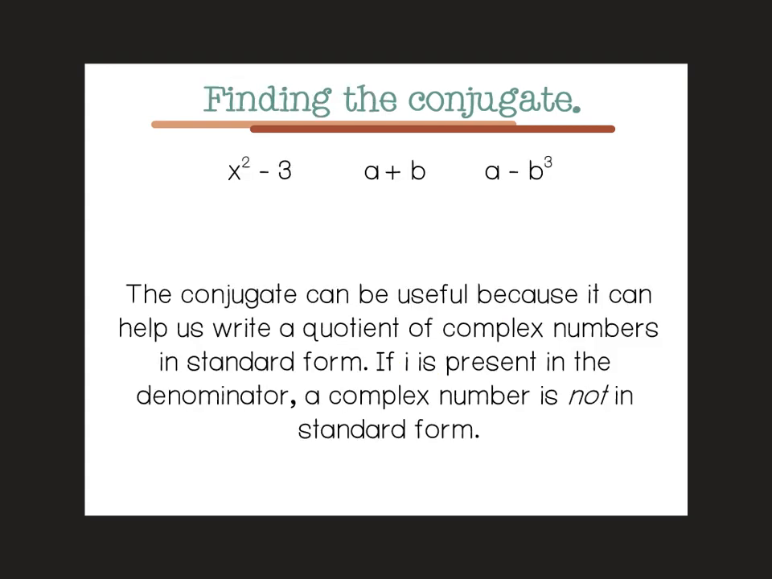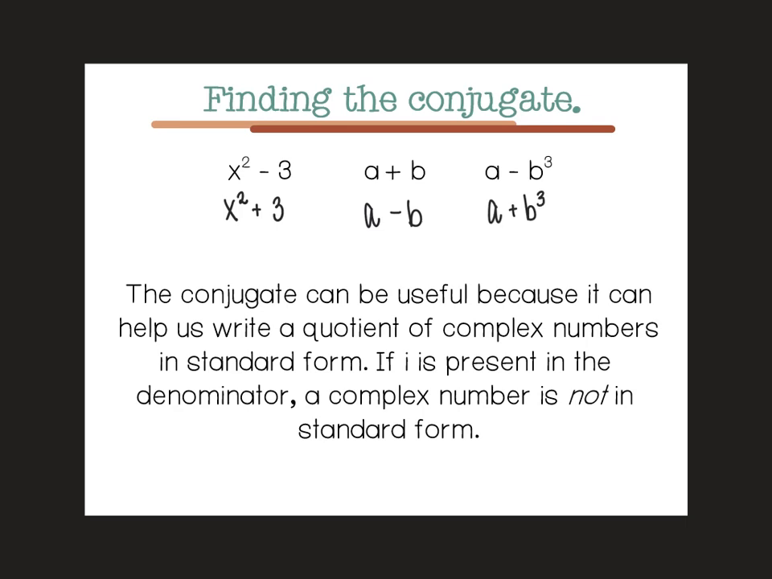So if we were going to find the conjugate of these binomials, the first one is x squared minus 3. Again, the only thing that would change is the sign in between the two terms, so it would be x squared plus 3. Pause the video and write down the next two conjugates. The second conjugate would be a minus b, and the third conjugate would be a plus b to the third.